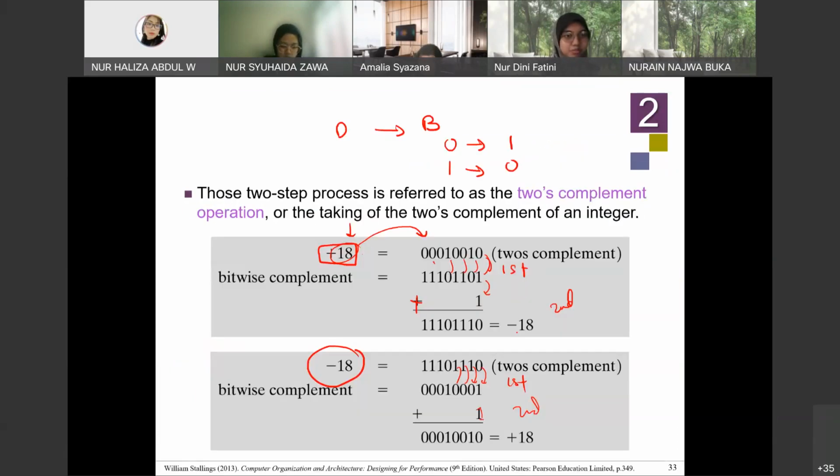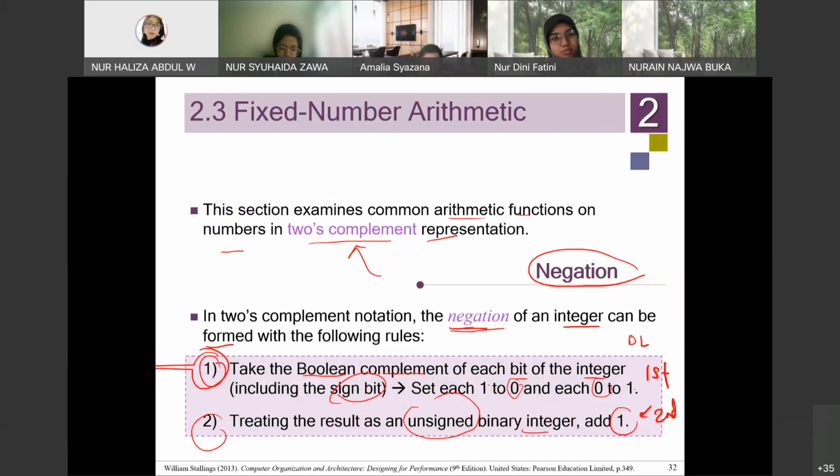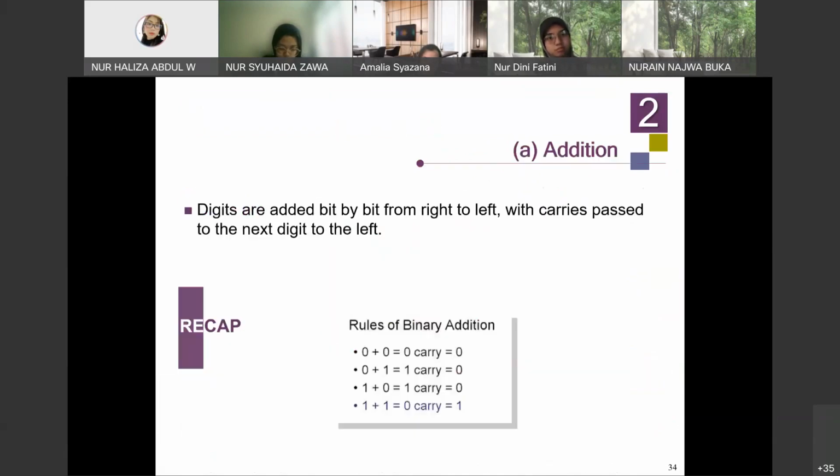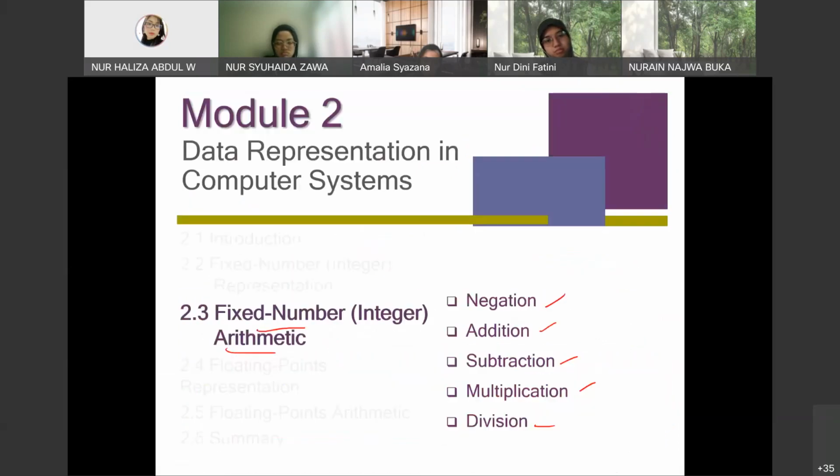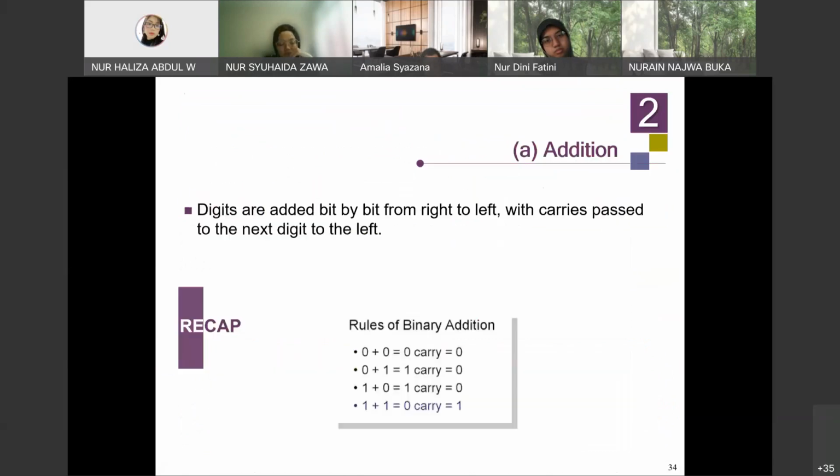First of all, now that we know and remember the negation, we need to follow the flow, which is addition, and after that subtraction, multiplication, and division. We go for the addition.